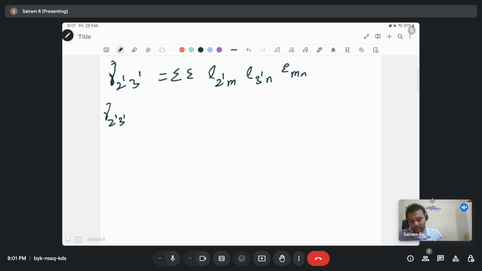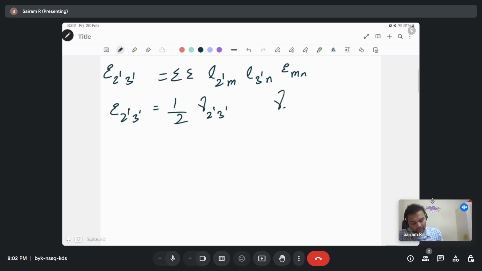We'll first try and find out the expression for, though this is not the equation, this is the formula for epsilon 2 prime 3 prime, and then we know that epsilon 2 prime 3 prime equals 1 by 2 gamma 2 prime 3 prime. So when we need to find gamma 2 prime 3 prime, it is basically 2 into epsilon 2 prime 3 prime. So once we find epsilon 2 prime 3 prime using this formula, we just have to multiply that equation by 2 to get gamma 2 prime 3 prime. That is what we are going to try and do right now.